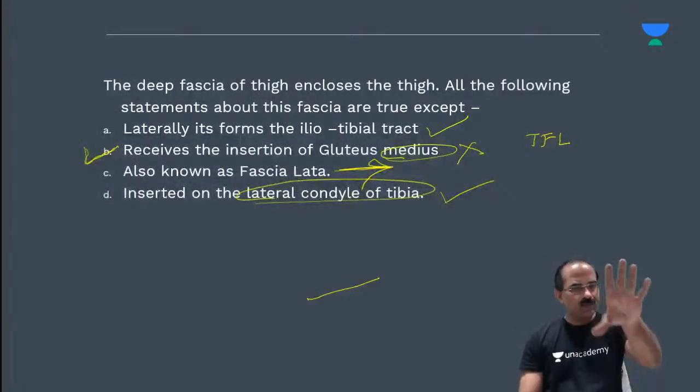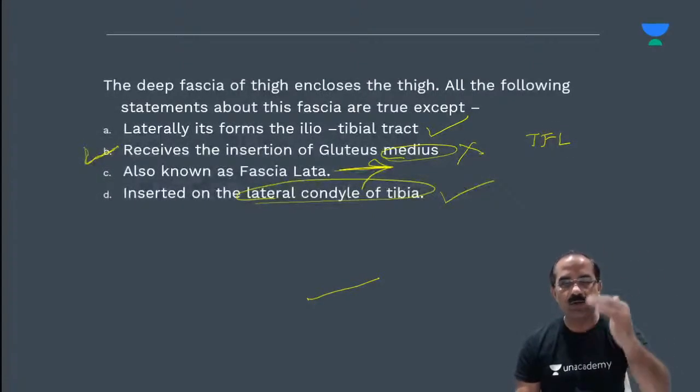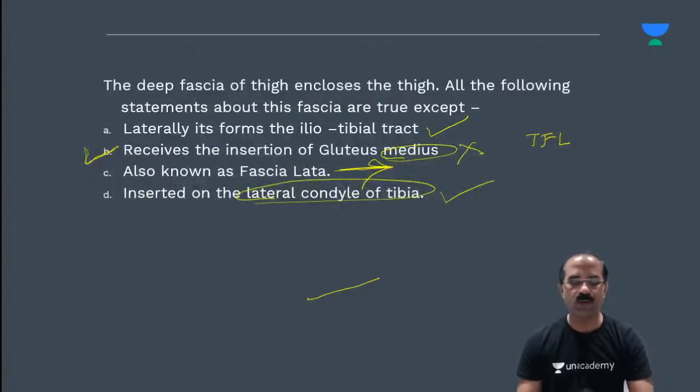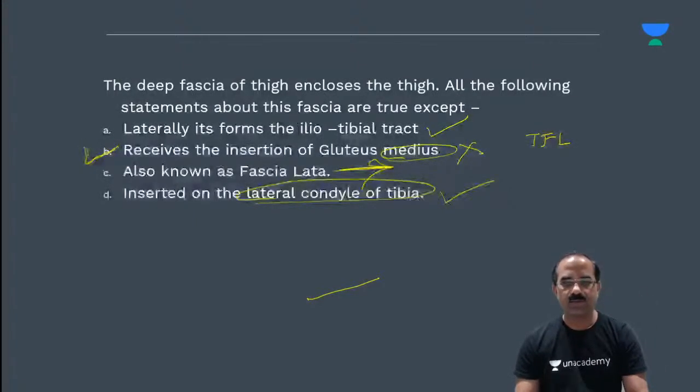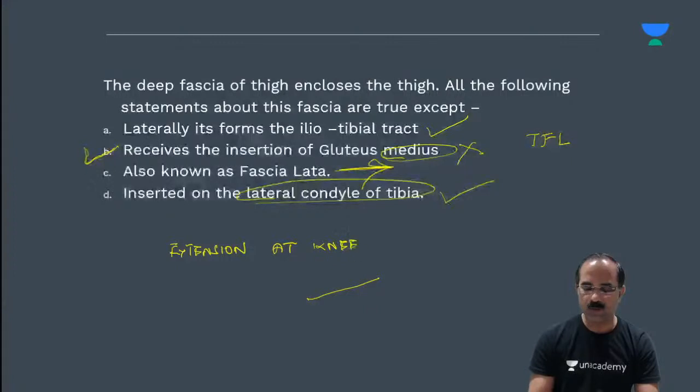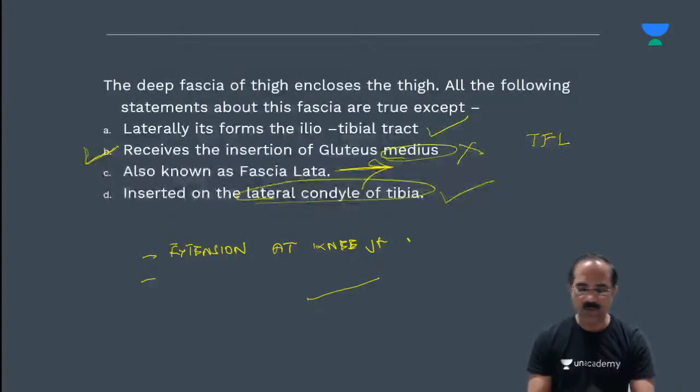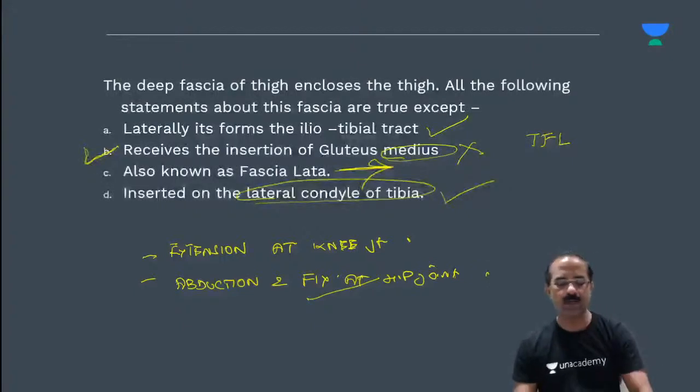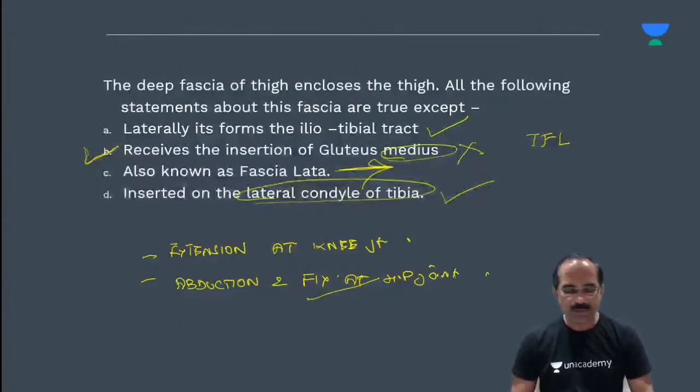That's correct. Can anyone tell me the action of iliotibial tract on the knee joint? Come on, students, guess, try. It does extension at the knee joint. And what is the action on the hip joint? It does abduction and flexion at the hip joint. This should be perfect. This you have to know. If you have any doubt in this MCQ, you tell me.